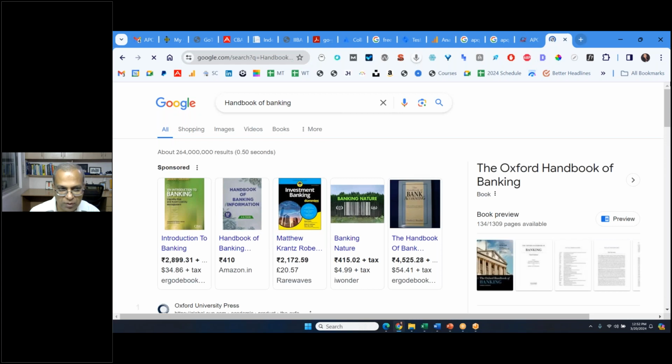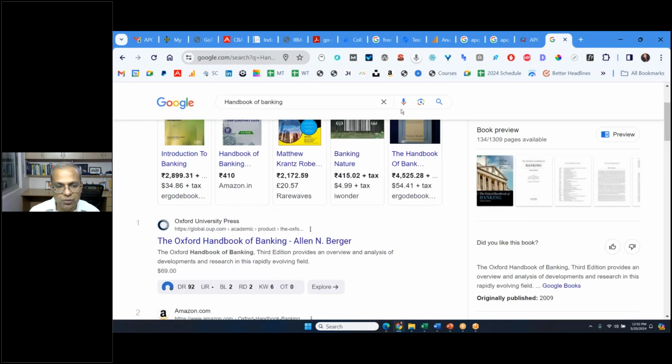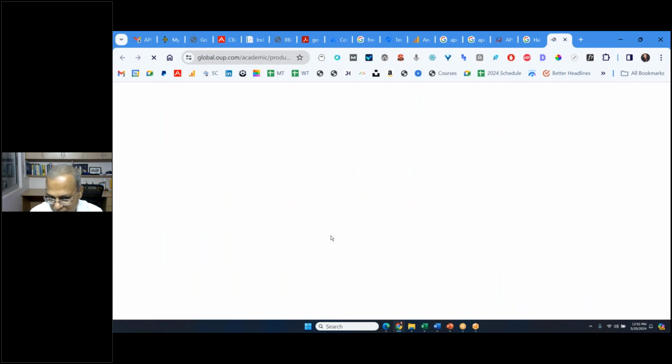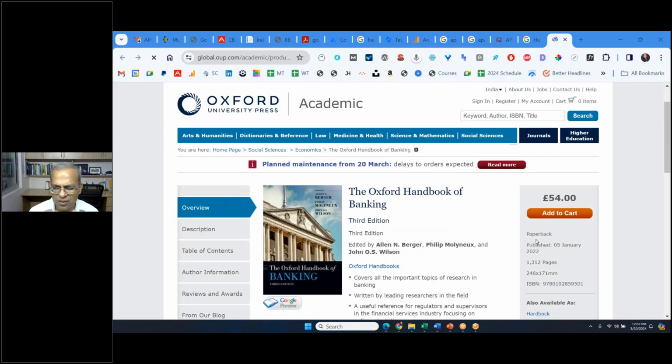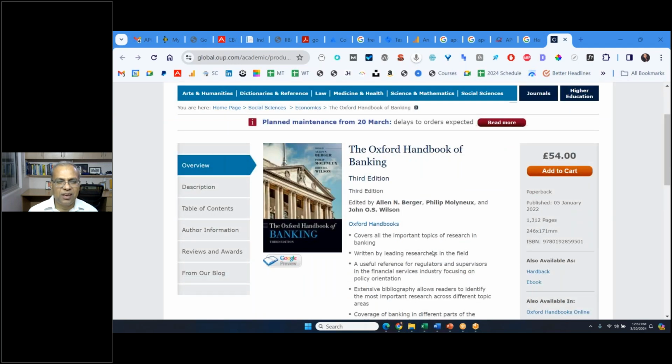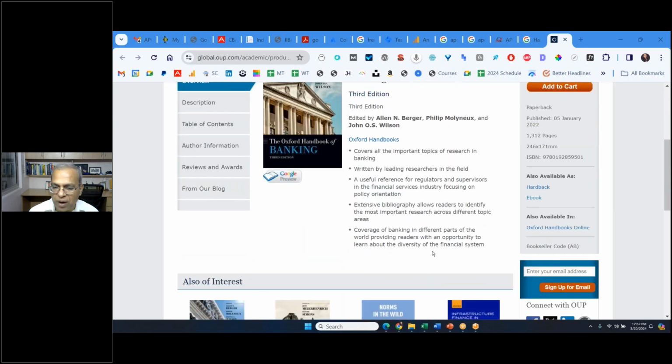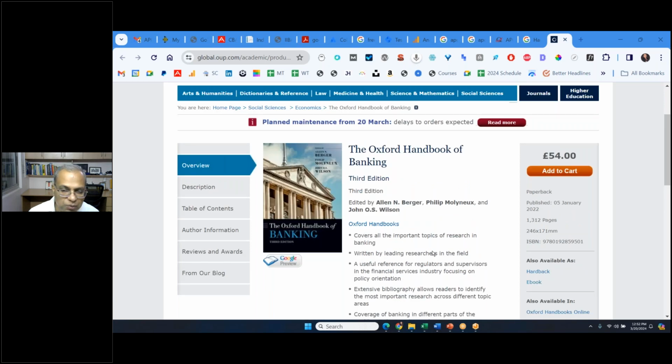Just do this simple Google search and you would find a book. Trust a good publisher, because they would have done a good job. So go ahead and take a look at this one. You can see here, it's about £55, not so expensive, and you can actually go ahead and buy this book. When you read through this publication, you would be very comfortable about the domain.